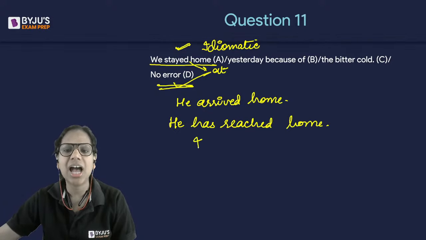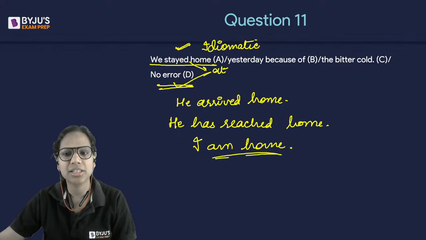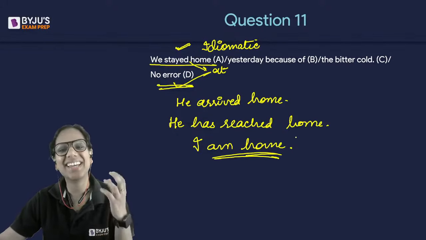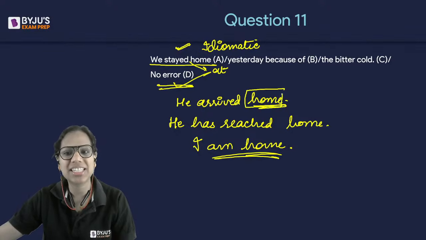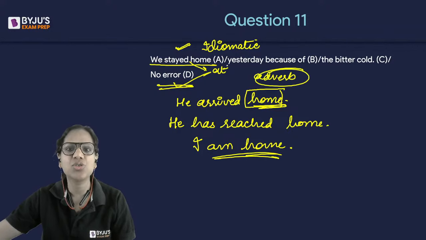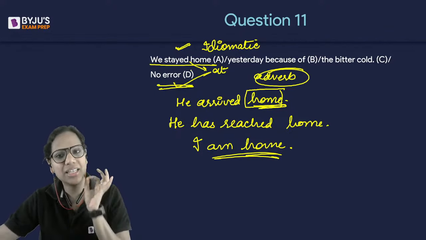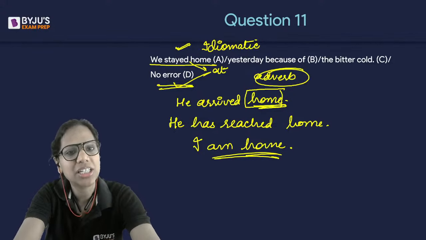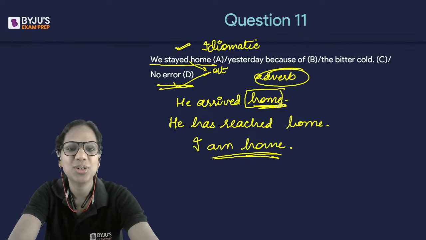Then we say, I am home. Yeah, you can come over. I am home. Right? Honey, I'm home. This is again a very popular expression. So, when we use home in this sense, home is used as an adverb. So, we stayed where? We stayed home. And this is an idiomatic usage. It is an accepted usage. Home को हम एक noun की तरह से नहीं बल्कि एक adverb की तरह से भी use कर सकते हैं. Okay. Remember this. So, I hope you'll remember this.